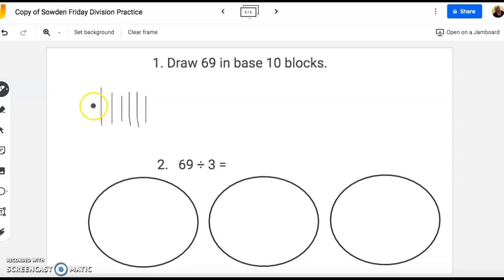So what you can do is you can say 1 here, and then cross it off. 1 here, cross it off. That might be an easy way to do it so you don't lose track. All right? Once you're done with that, make sure that you share it with your teacher.